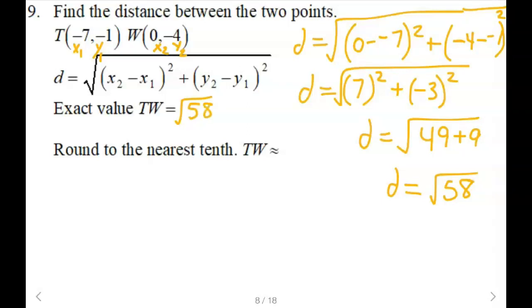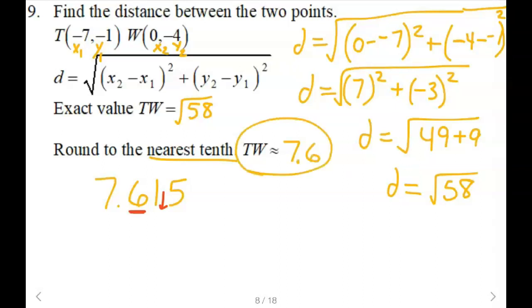Then we'll go to our calculator for a decimal approximation. Calculator says 7.615, and it goes on from there. We're rounding it to the nearest tenth, so 6 is in the tenths place. The 1 after it would tell you to round down, and so we would just drop that. So we get approximately 7.6. So approximate value 7.6, exact value square root of 58.